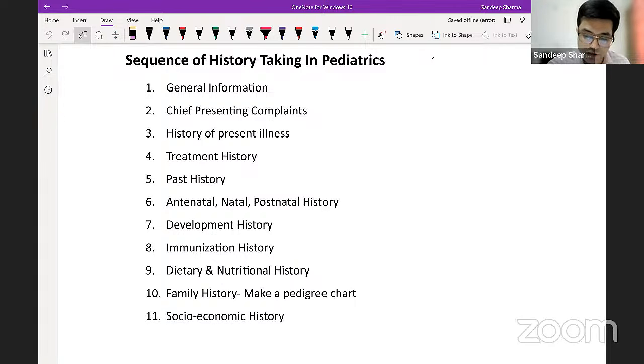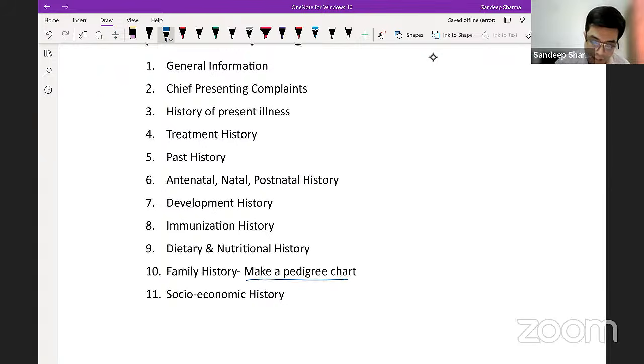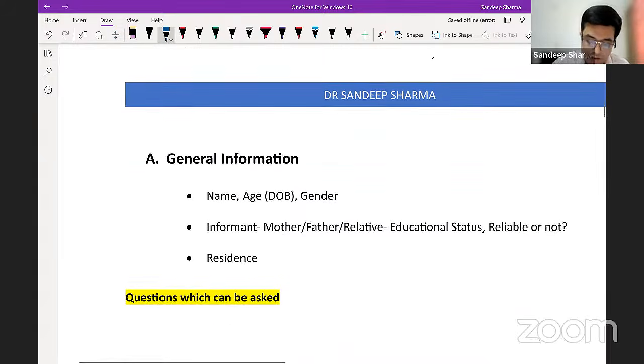Then we talk about history of present illness. We talk about treatment history. We talk about past history, antenatal, natal, and postnatal history where relevant. Then we talk about development history, immunization history, dietary, family history. You should make a pedigree chart, and then the socioeconomic history. Depending upon the case, with some rare exceptions, some changes can be made. But in general, this is the sequence of history taking. This is the sequence in which you present also in the exam.